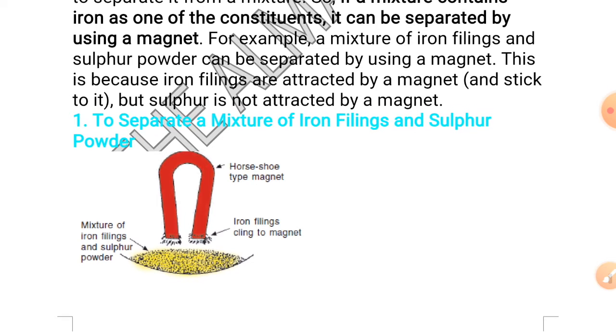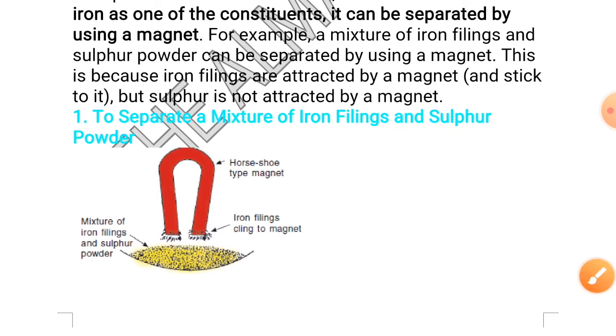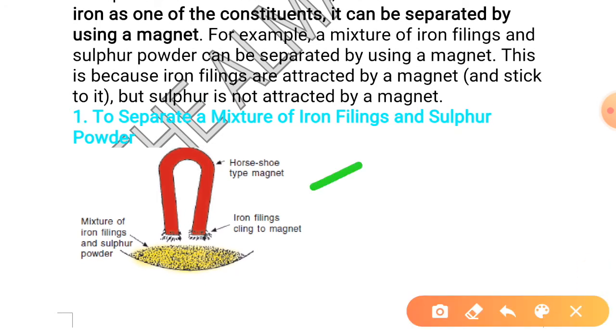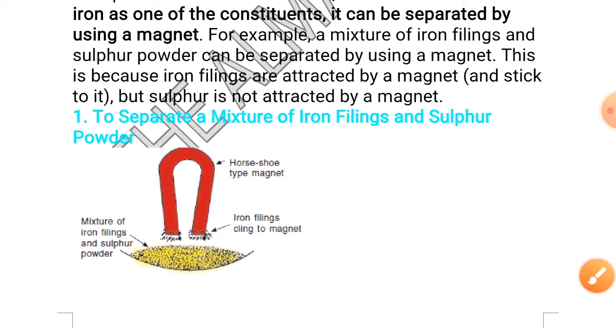You can see in the diagram that we have taken a magnet, a horseshoe type magnet, and here we have a mixture of iron filings with sulfur. Now when you hover the magnet over this mixture, the iron filings will get attracted toward the magnet and they will be separated. So it's a simple technique. Now let's see some other example.